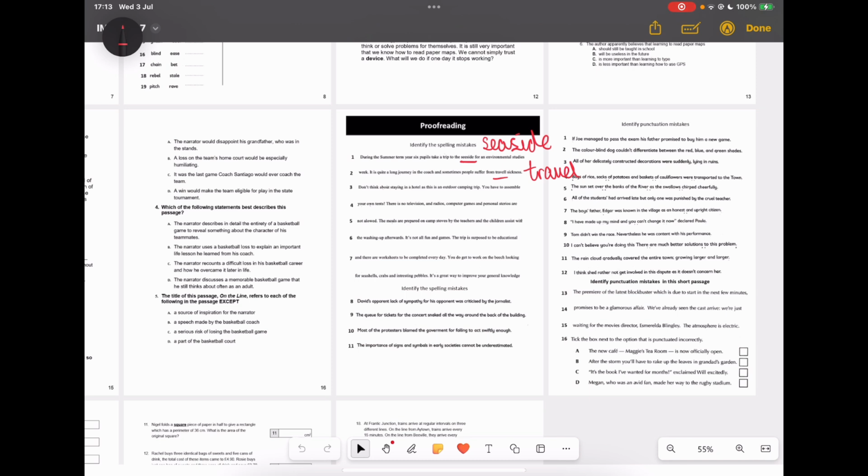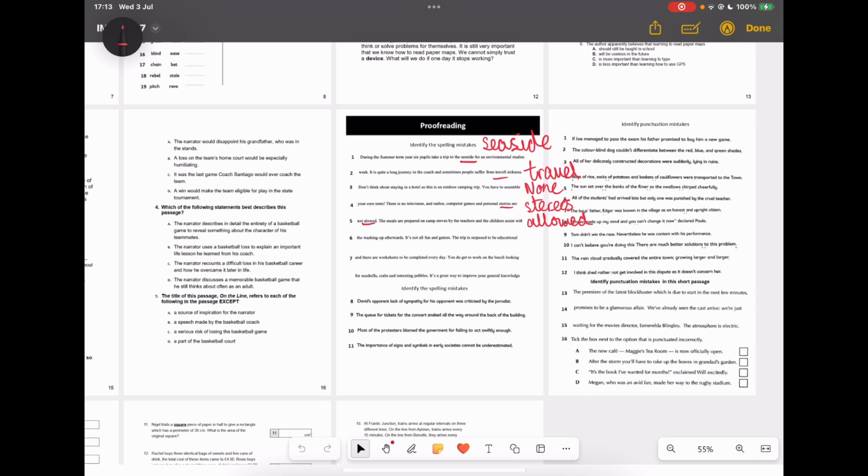Travel. 3. Don't think about staying in a hotel, as this is an outdoor camping trip. You'll have to assemble, this one has no spelling mistakes. 4. Your own tents. There is no television and radios, computer games and personal stereos. Stereos is incorrect. So stereos are not allowed. Allowed should be spelled as allowed.